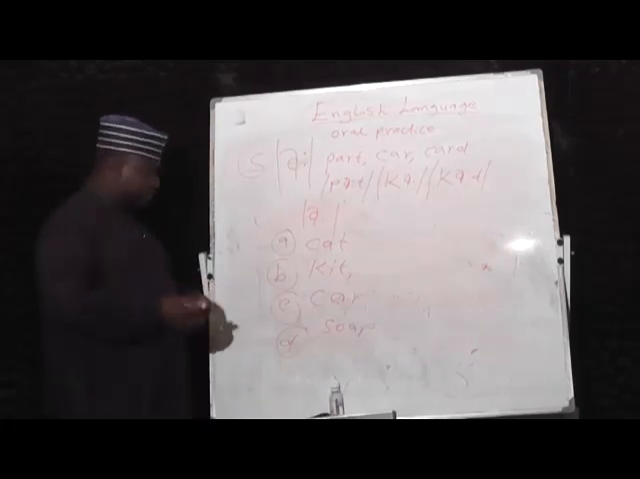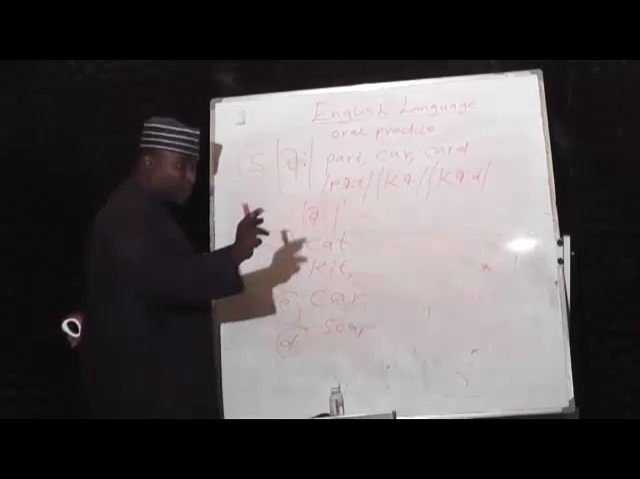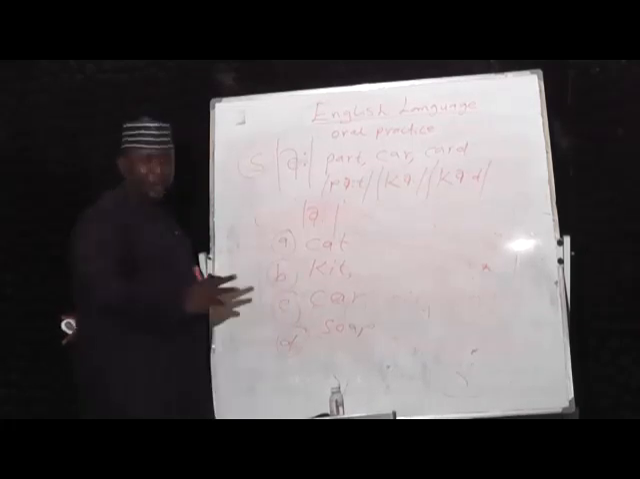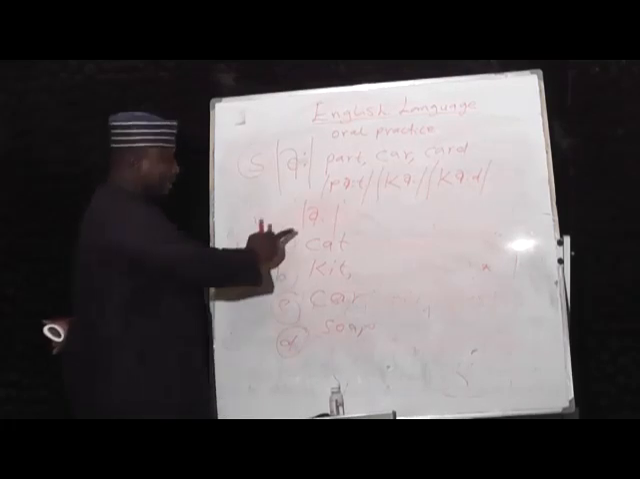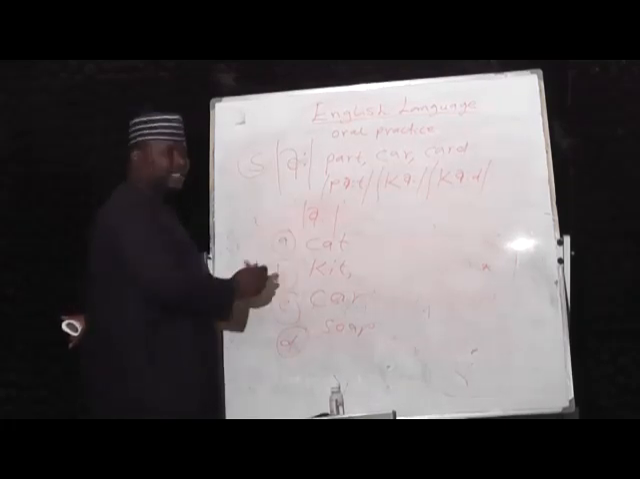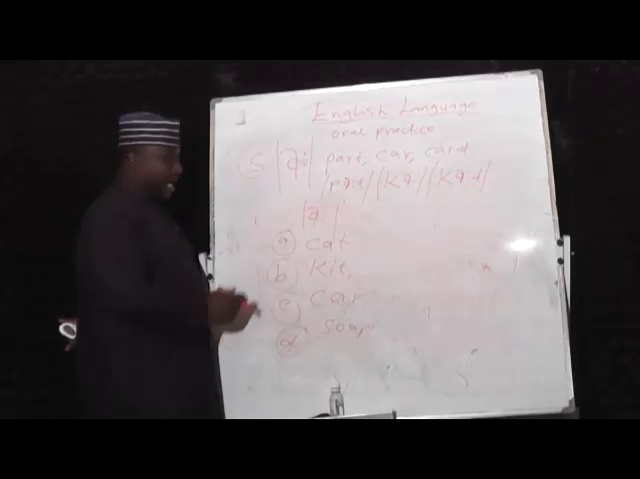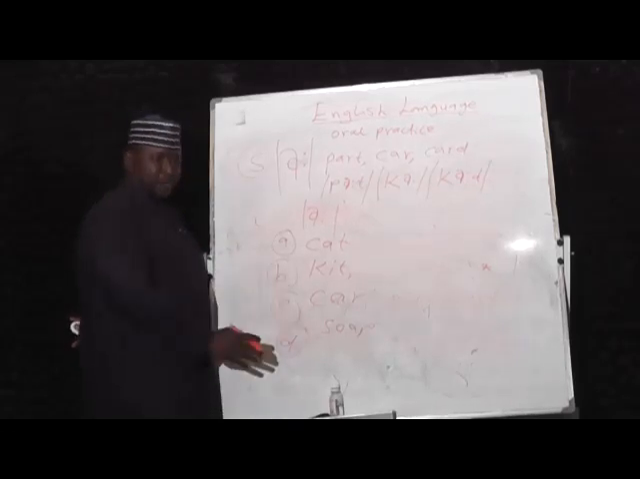Now look at this. You know the pronunciation, so it is very easy for you to locate the option. The pronunciation is R. It is a long R sound. And if you know how to pronounce these sounds, this one is pronounced as cat.